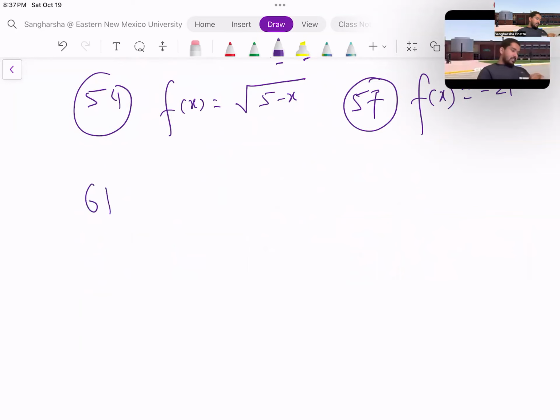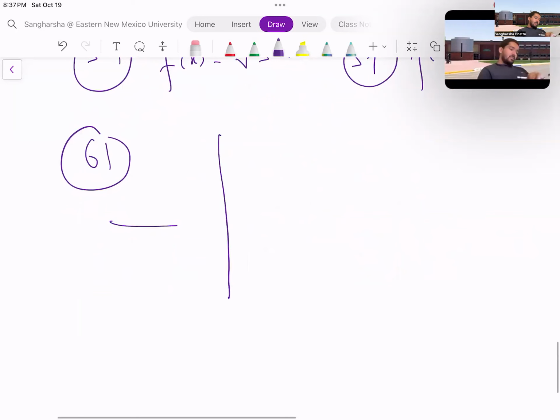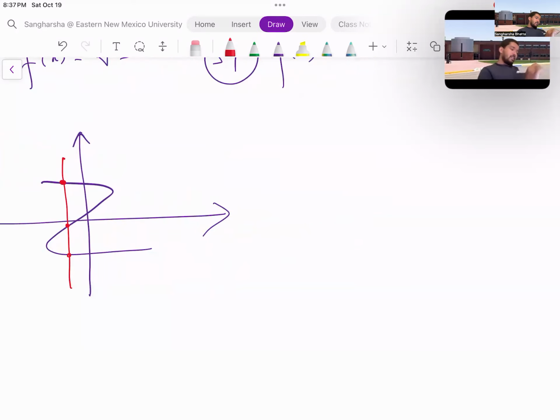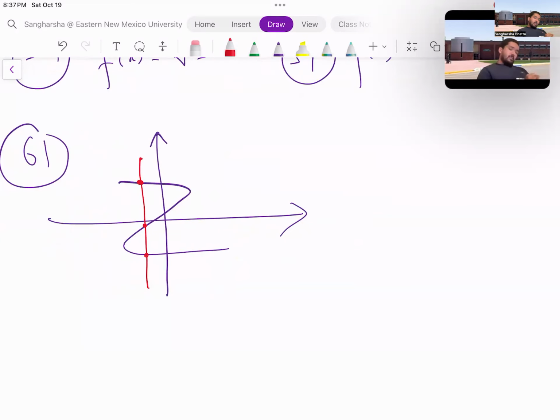Okay. So in 61, we have different graphs. So one of the graphs is this. You draw a vertical line. And if your vertical line crosses the graph exactly at one point, then the graph is a function. But here the vertical line crosses at 3 points, so this is not a function. If you have a graph that looks like this, it crosses exactly 1 point, so it is a function.